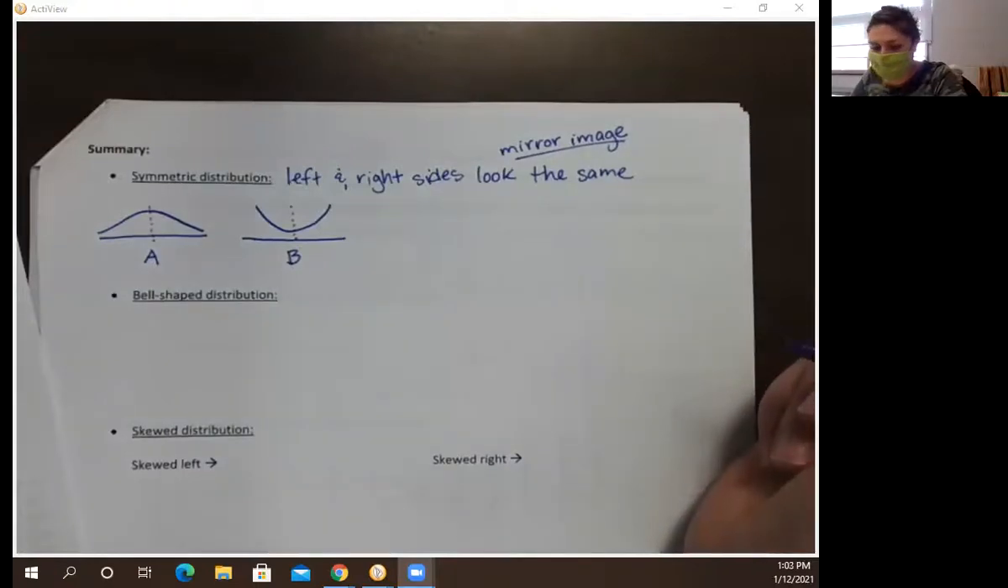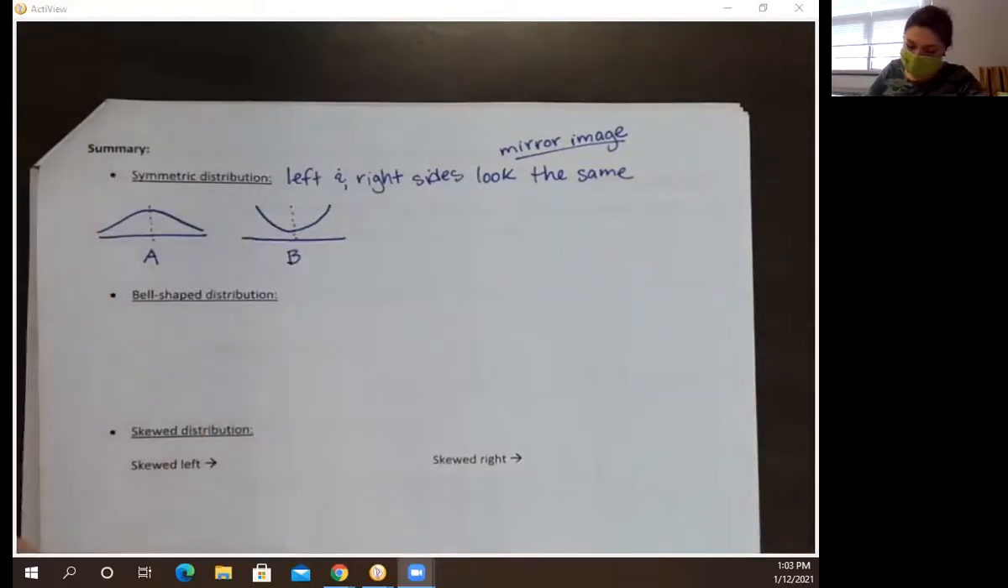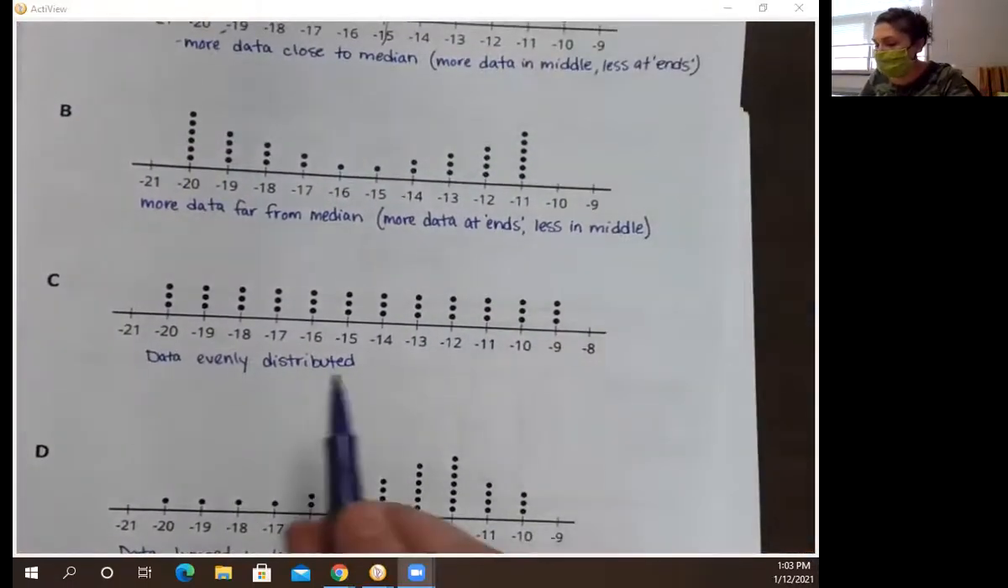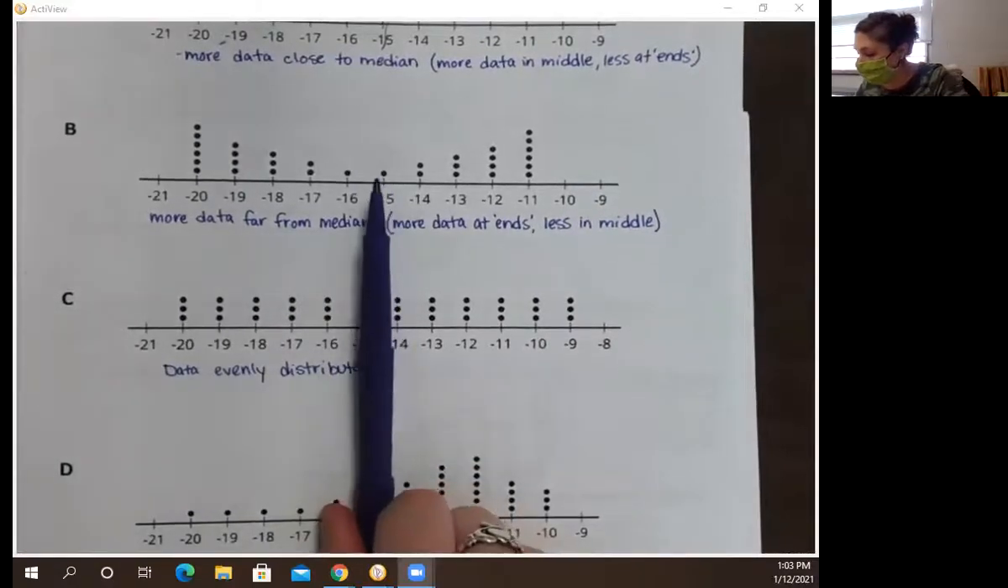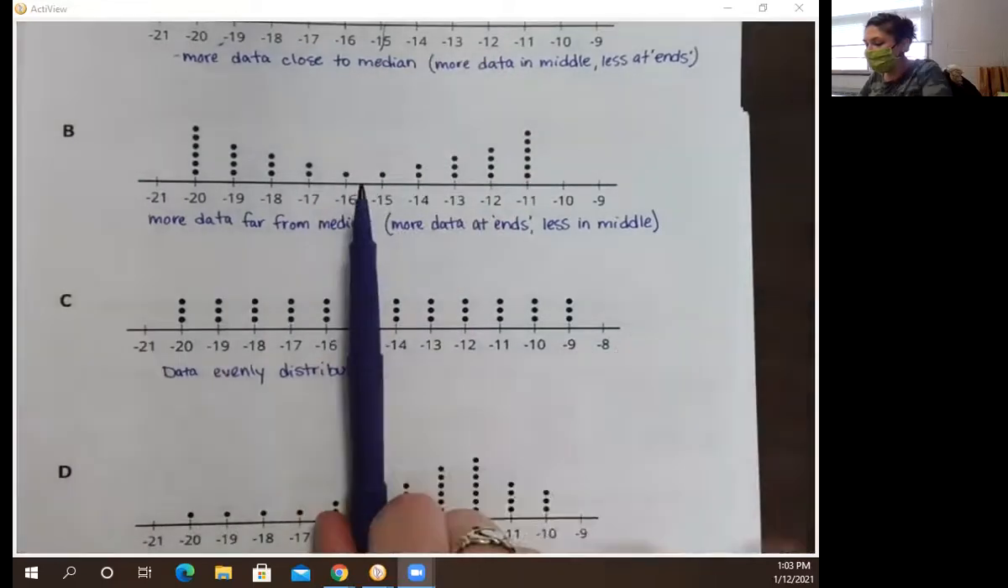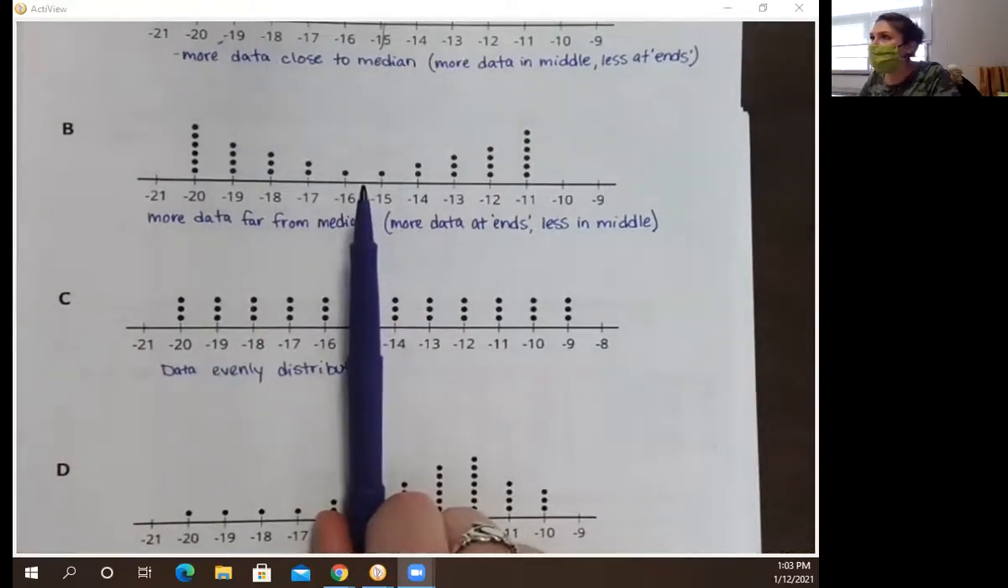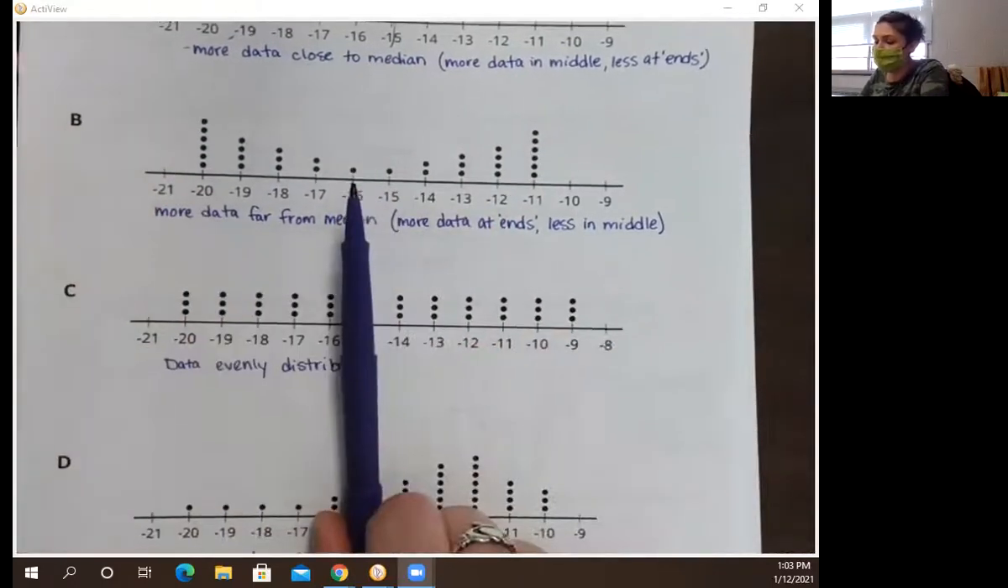We had one more symmetric distribution on the last page. That'd actually be C. Since my data is evenly distributed, if I cut it in half, the left side and the right side are going to match. Since it's the same everywhere, if I cut it in half, the left and the right are going to match.